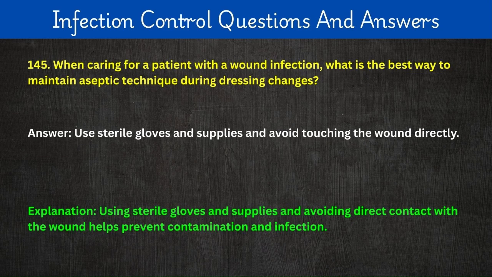145. When caring for a patient with a wound infection, what is the best way to maintain aseptic technique during dressing changes? Answer: use sterile gloves and supplies and avoid touching the wound directly. Explanation: using sterile gloves and supplies and avoiding direct contact with the wound helps prevent contamination and infection.